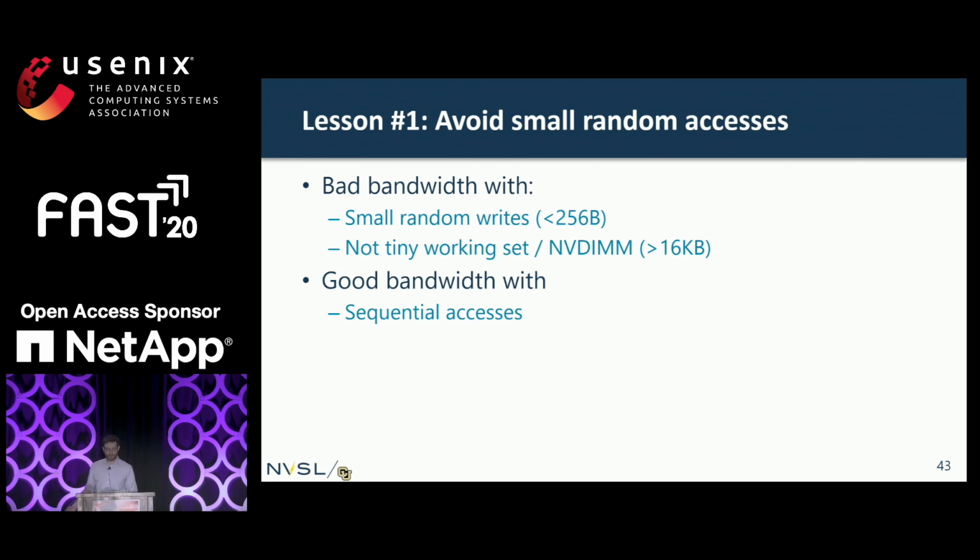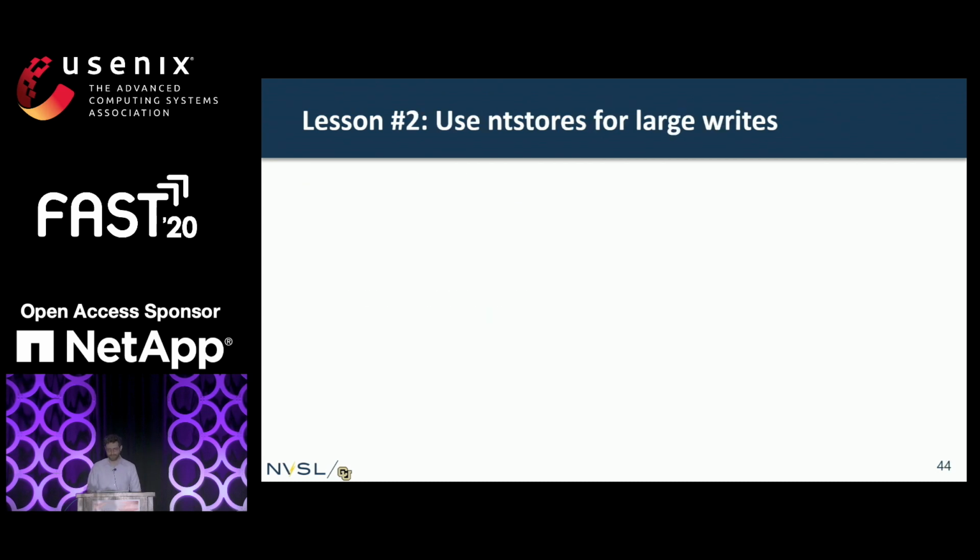We get bad bandwidth if we have small random writes or if we have a working set per non-volatile DIMM that is larger than 16K. And we get good bandwidth with sequential accesses because we're efficiently using the on-device cache.